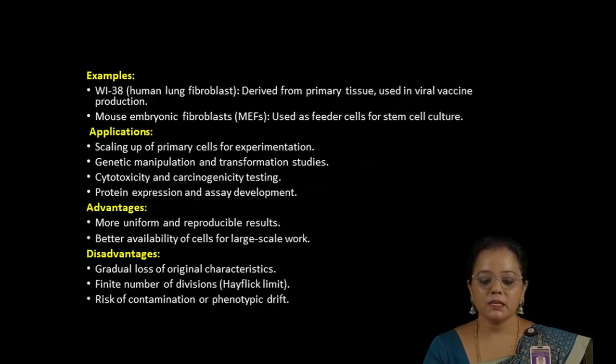So the examples include human lung fibroblast, which is derived from primary tissue and used in viral vaccines, and mouse embryonic fibroblast. So the applications involve scaling up of primary cells for experimentation, genetic manipulation and transformation studies. Cytotoxicity and carcinogenicity testing can also be performed using secondary culture. Protein expression and assay development can also be performed using secondary culture.